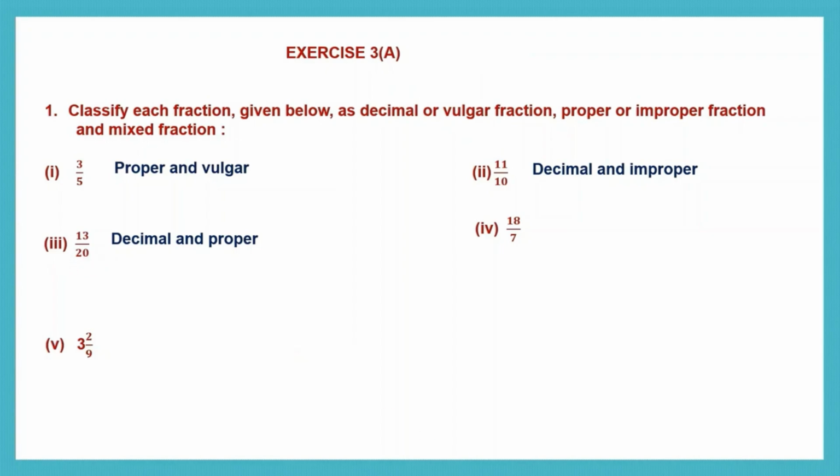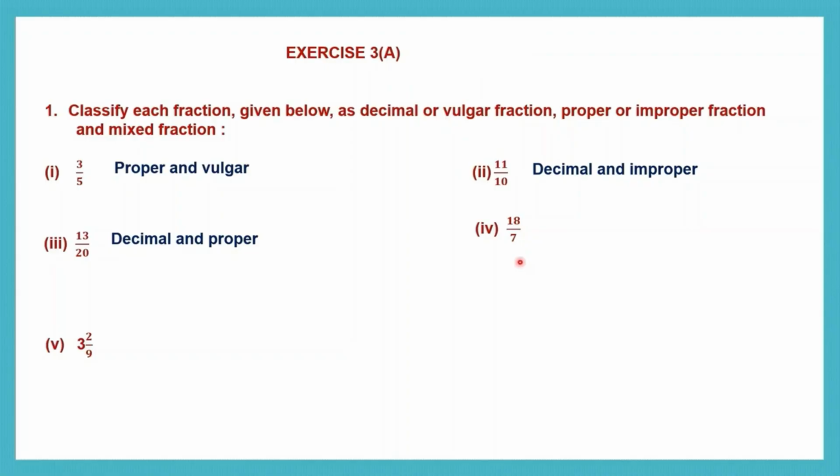Now, if I have 13 by 20, my denominator 20, I can convert it to 100. How? If I multiply it by 5, 20 into 5 is 100. Now similarly, I have to multiply the numerator also by 5. So 13 5s are 65. So now what's my fraction? 65 by 100, where the denominator is 100, so it's become a decimal fraction. That's why 13 by 20 is also called a decimal fraction. Now it's called a proper fraction because the denominator is greater than the numerator.